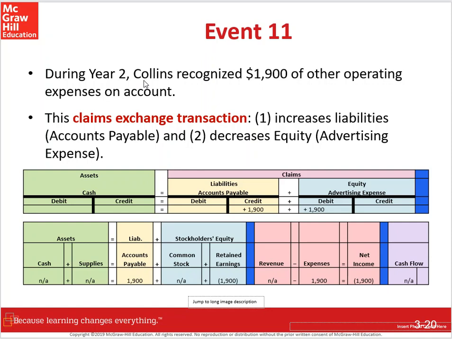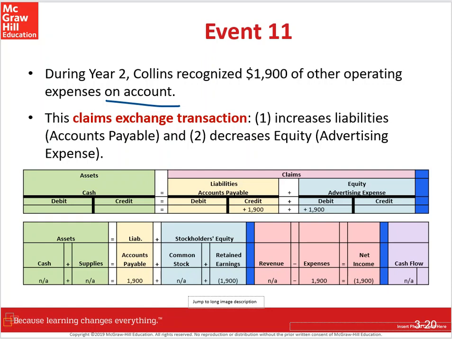11. During year 2, Collins recognized $1,900 of other operating expenses on account. What does on account mean here? Do we owe money to someone, or does someone owe money to us? Someone owes money to us, right? No, we owe money to someone. Which one is it? You need to be comfortable with this. We recognized expenses on account. That means we're going to pay someone else later.